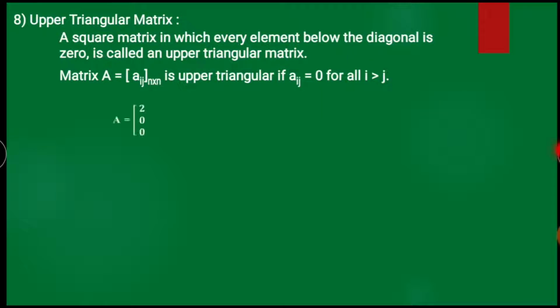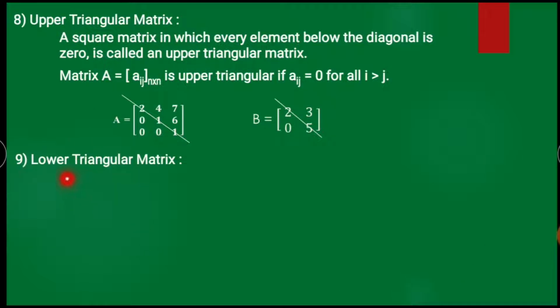See here, we consider matrix A, with diagonal elements of this square matrix as 2, 1, 1. So we draw a diagonal here. The elements below this diagonal are all 0. So this is an upper triangular matrix. For the second example we consider matrix B. Here we consider diagonal elements as 2, 5. The elements below this diagonal are all 0. So matrix B is also an upper triangular matrix.